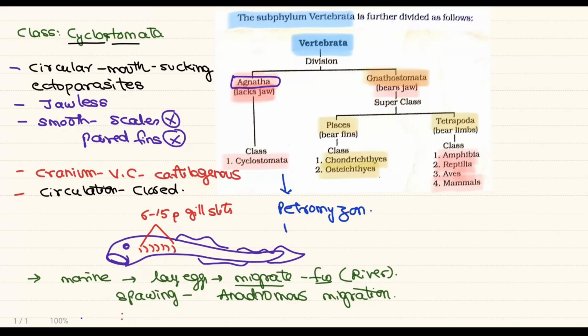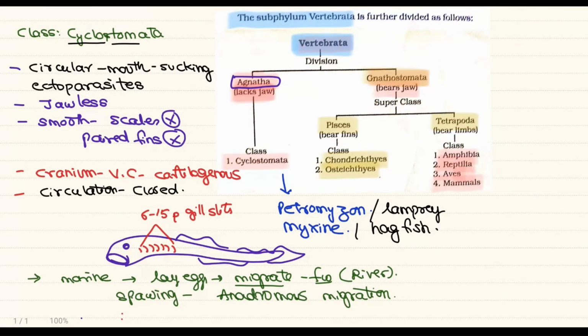It is also commonly called lamprey, and Myxine. Myxine is commonly called the hagfish. So common examples are Petromyzon or lamprey and Myxine, also called hagfish. So let's quickly revise Cyclostomata.